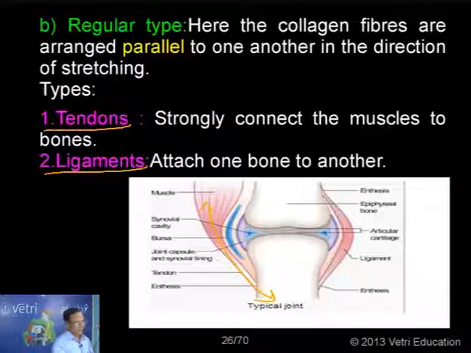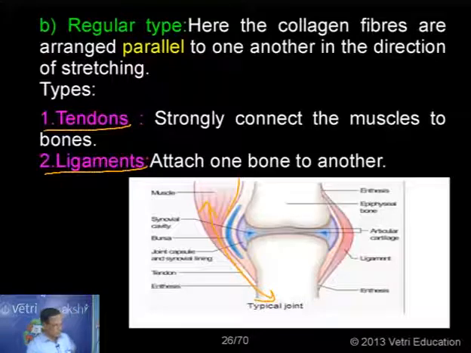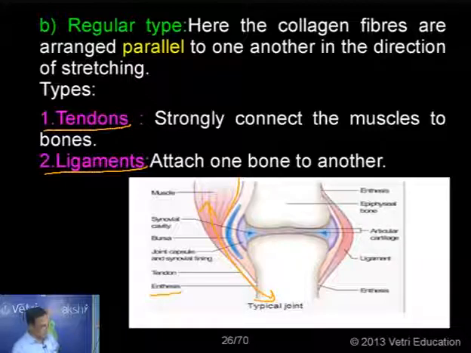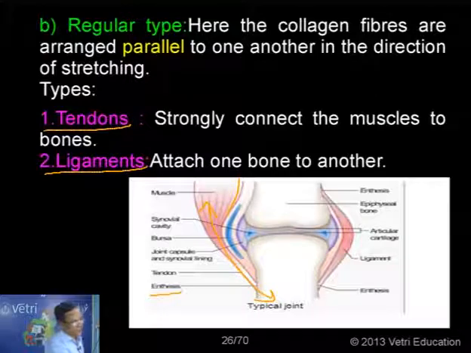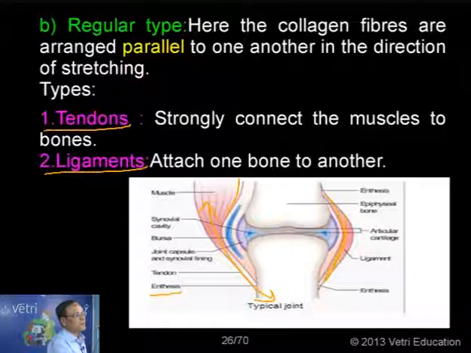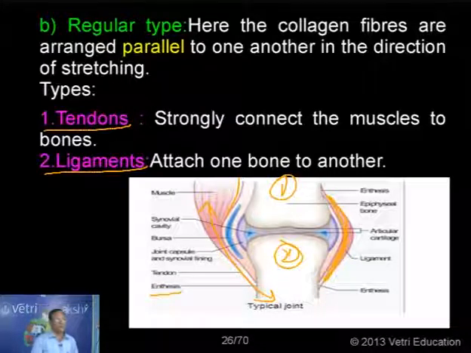You see the arrow mark I mentioned. This is a muscle, and this is a joint between two bones. Here the muscle is connected to the bone, and this is called an enthesis in the diagram. So the muscle is connected to the bone by tendons. Then what about ligaments? You see, this is the ligament. A ligament is a dense fibrous connective tissue, a regular type, connecting two bones, bone number 1 and bone number 2. That's the main difference between tendons and ligaments.